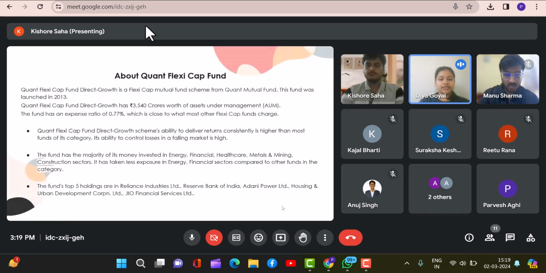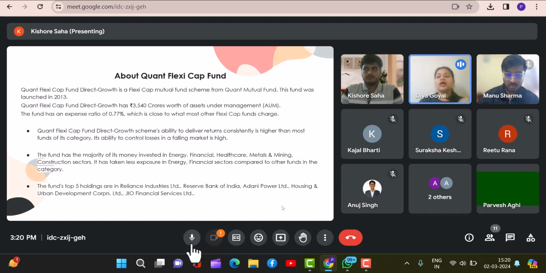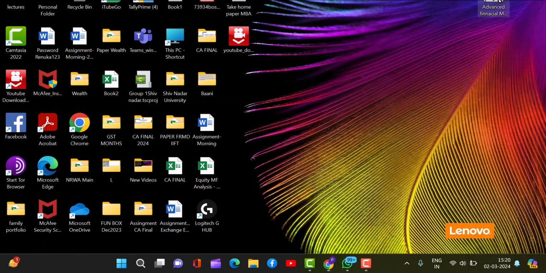Next. Within FlexiCap funds, we have chosen Quant FlexiCap Fund, which has given the highest returns over the years. Quant FlexiCap Fund Direct Growth is a FlexiCap mutual fund scheme from Quant Mutual Fund. This fund was launched in 2013 and has assets of 3,540 crores. The fund has an expense ratio of 0.77%. The expense ratio is the expenses to manage your portfolio, deducted from your assets, which is close to what most other flexicap funds charge. Quant FlexiCap Fund Direct Growth's ability to deliver returns consistently is higher than most funds of its category, and we will look at that in the Excel sheet.